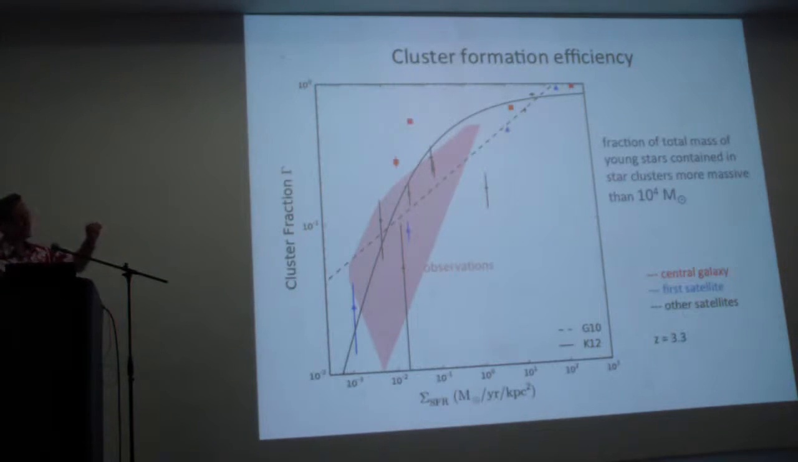And finally, about the efficiency of star formation, the plot I started with, the fraction of young stars forming in the form of massive star clusters. The observed range I showed you before is shown by this purple diagram, and the points are different galaxies that we get in the simulation, and we do have a similar trend. So that does match up.